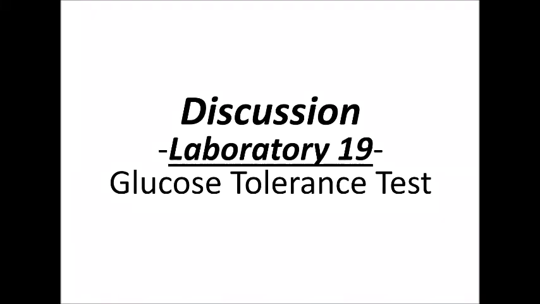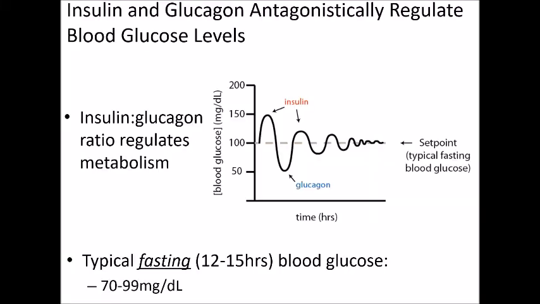The discussion is going to be looking at what happened in this case and explain physiologically what's happening. One of the important things to remember is that blood glucose is homeostatically regulated, and in order to have homeostasis, you need to antagonistically move blood glucose. We have two antagonistic hormones, insulin and glucagon.